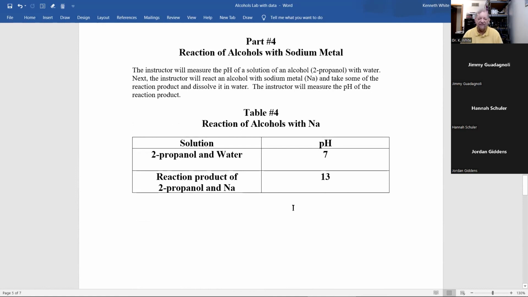Now, the final part I do is a demonstration because most students don't know how to handle sodium metal, and it's quite hazardous if you don't. I've worked with it a lot, so I can do it. And let's look at the final reaction for the lab.